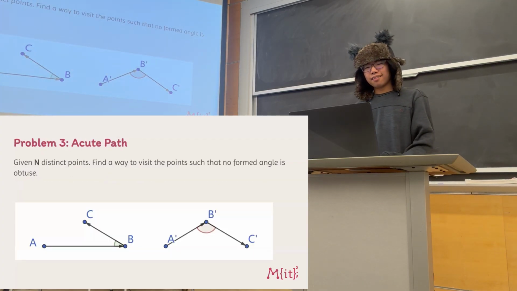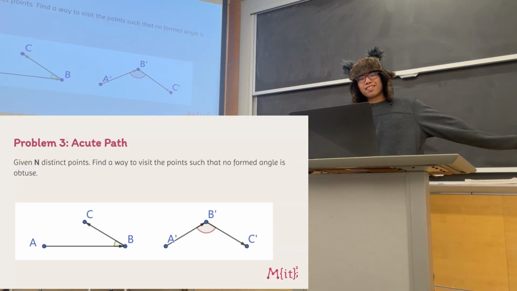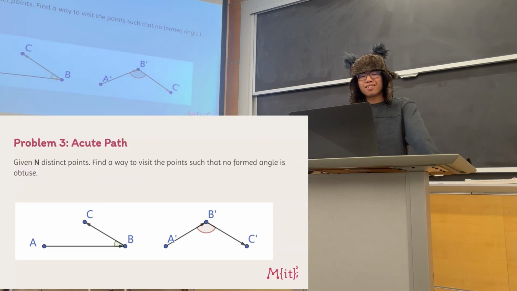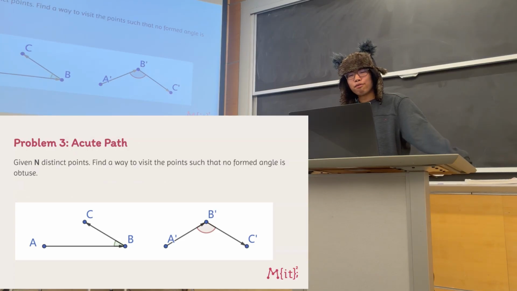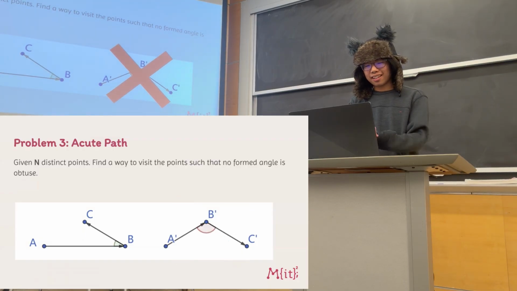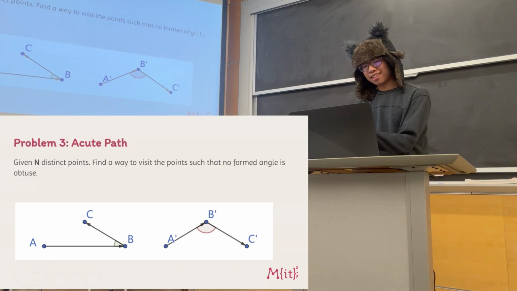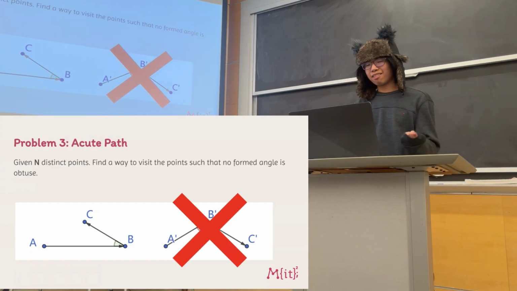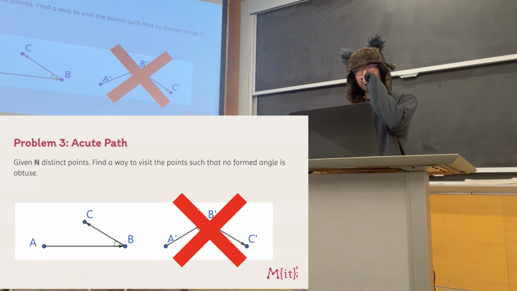And so the last problem is Acute Path. Given n distinct points where n is less than 1,000, find a way to visit the points such that no formed angle is obtuse. So this left side is good because it forms an acute angle. The right side is bad because it forms an obtuse angle.